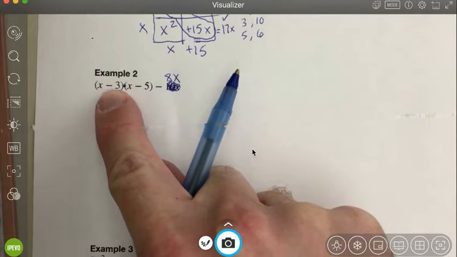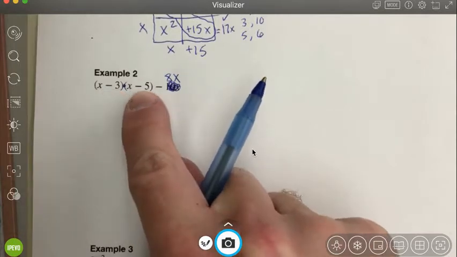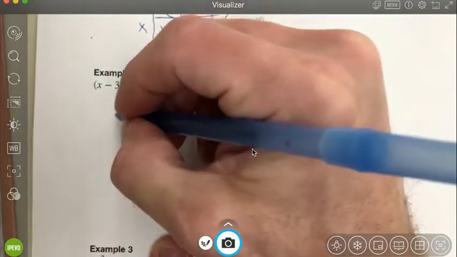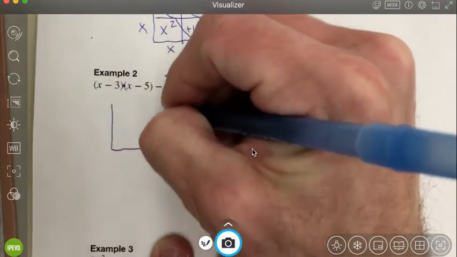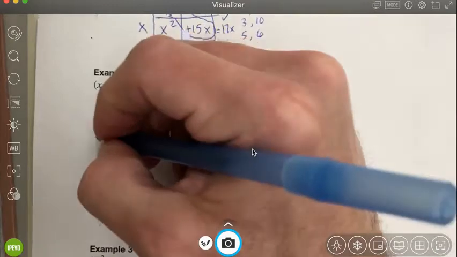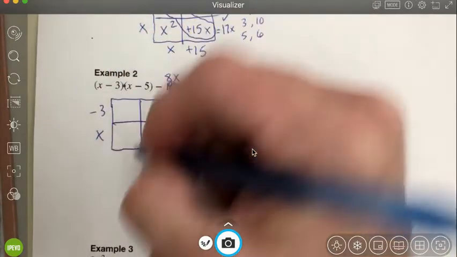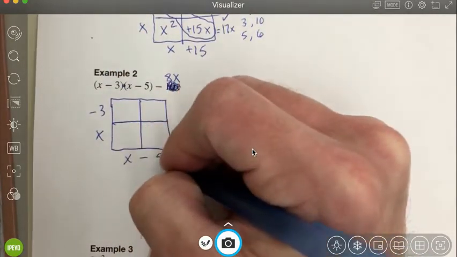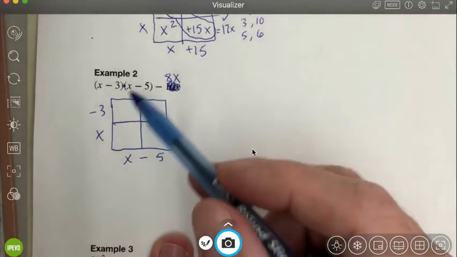x minus 3, I can't do anything with that. x minus 5, I can't do anything with that. So I have to multiply. So I'm going to make my box, but this time, instead of looking for the factors, I know them. So now it's time to multiply them to see what the resulting trinomial is.